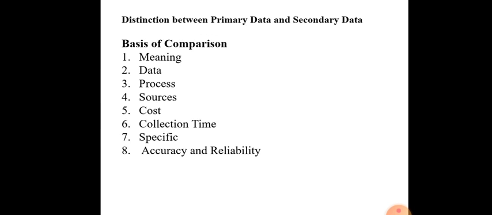As well, we saw the basis of comparison. There are some points for this comparison: the meaning, data point, process, sources, cost, collection time, specific, accuracy and reliability. These are the bases of comparison.